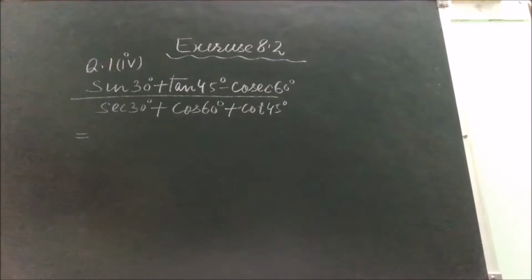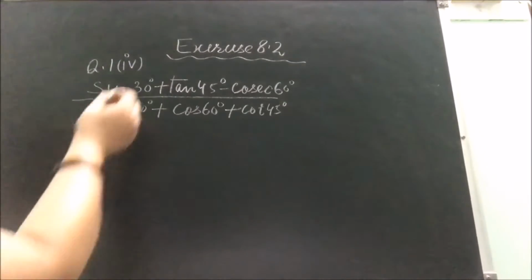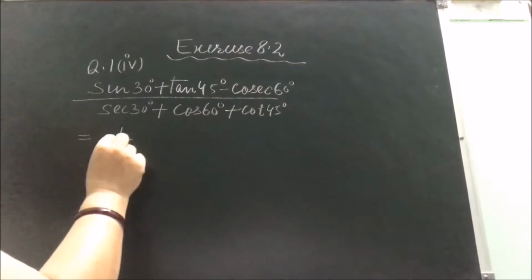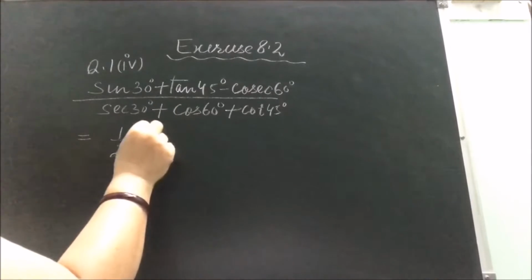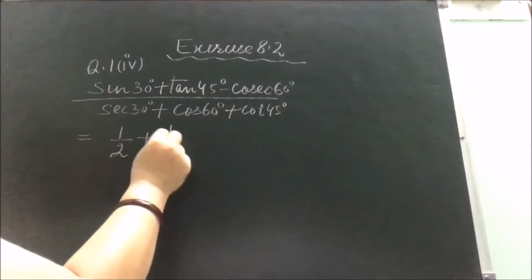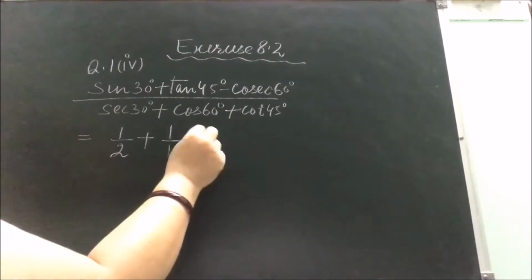Exercise 8.2, question number 1, fourth part. Evaluate the value of this expression, right? So see, sin 30 is 1 by 2. Just substitute the values. Tan 45 is 1, we can write it as 1 by 1.